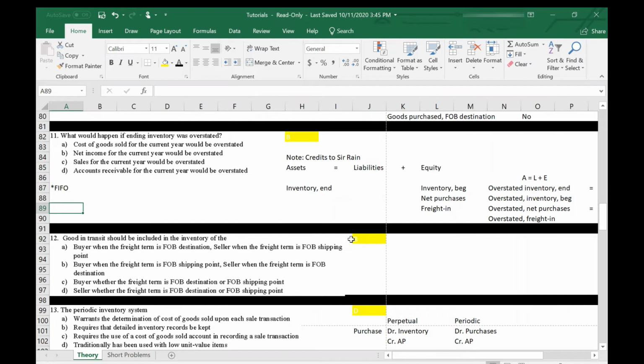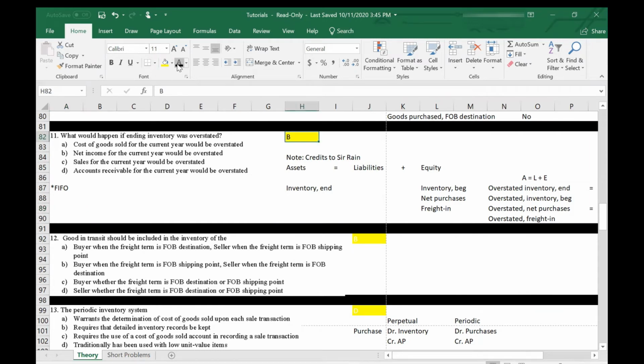Letter B. Net income for the current year would be overstated. Let's analyze it again. An overstated ending inventory means overstated assets. For you to balance the equation, you must also overstate your equity. An overstated equity means that your net income is overstated. So the answer here is actually letter B.